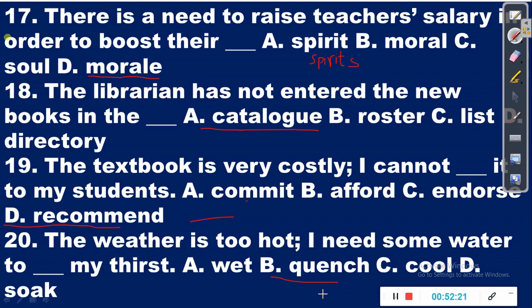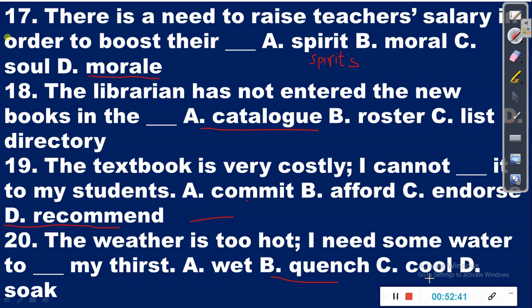Option C is cool, and it doesn't fit in because to cool is simply to make something cool, all right? If you switch on an air conditioner, then of course you make the room cool, but that's really not what you want when you are thirsty.